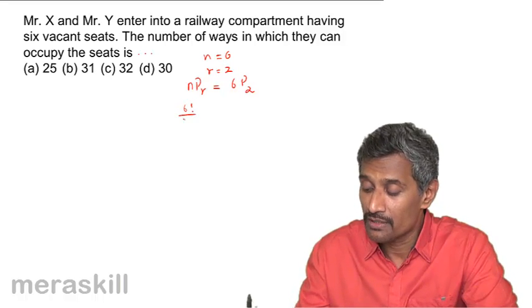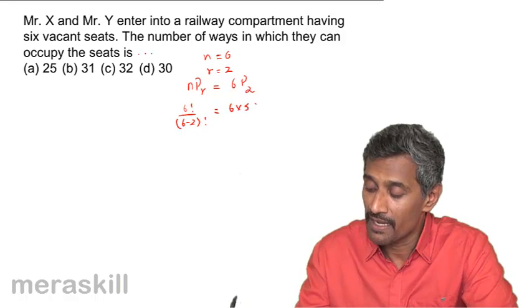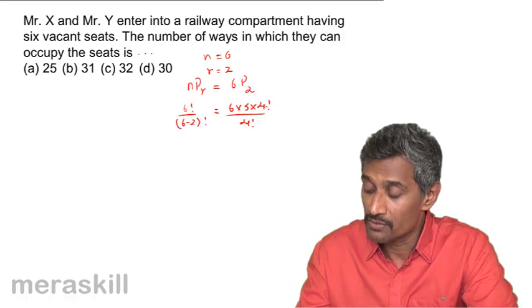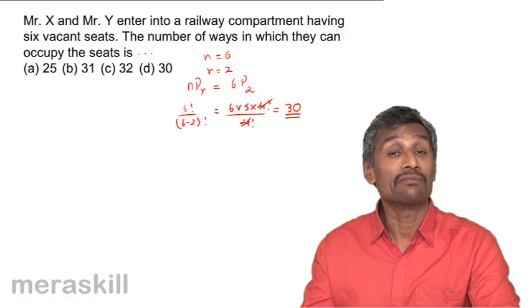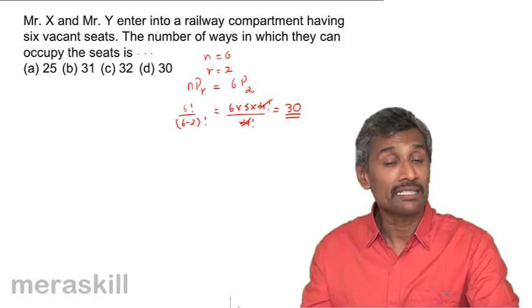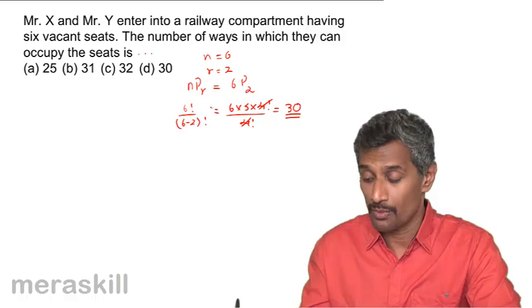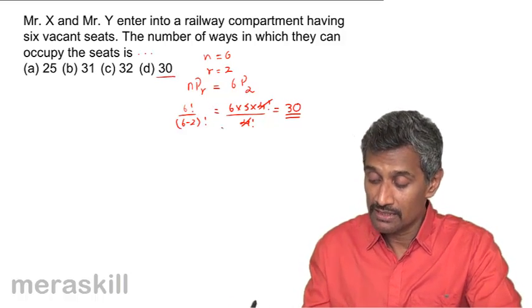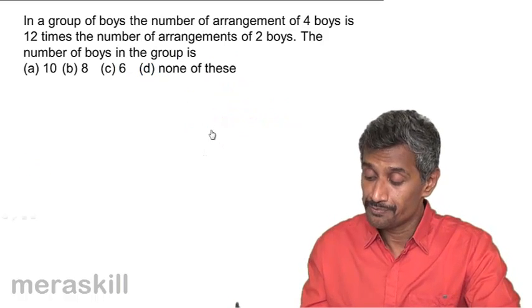6P2 would be 6 factorial upon (6 minus 2) factorial, which is 6 into 5 into 4 factorial upon 4 factorial. This gets cancelled, hence we get 30. So there are 30 ways in which they can occupy the seats, the 2 people who can pick up any 2 of the 6 positions. So the answer is 30. Yes, and we do have 6P2 or 30.